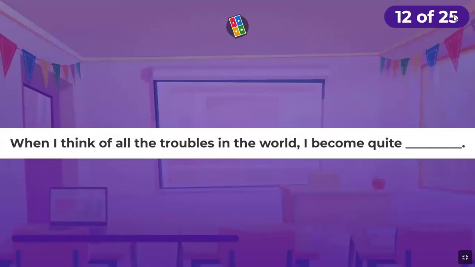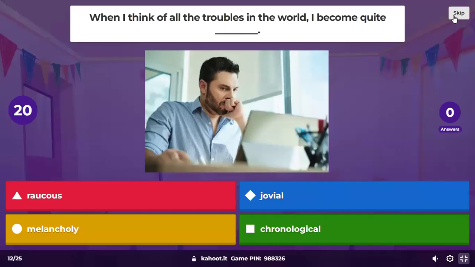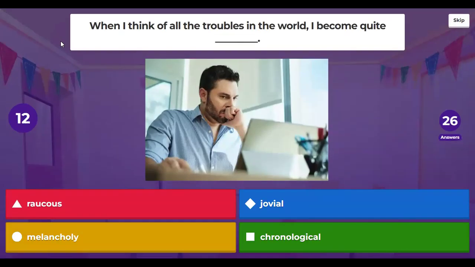When I think about the troubles in the world, I become quite blank.